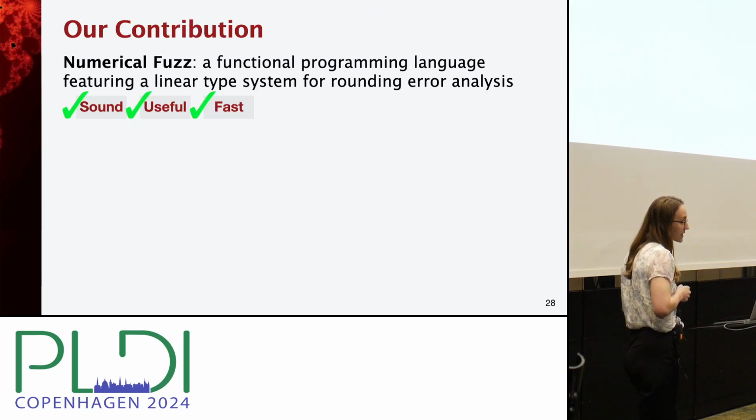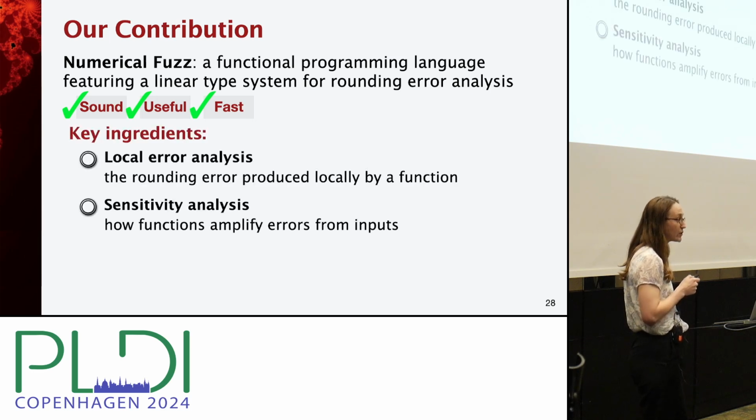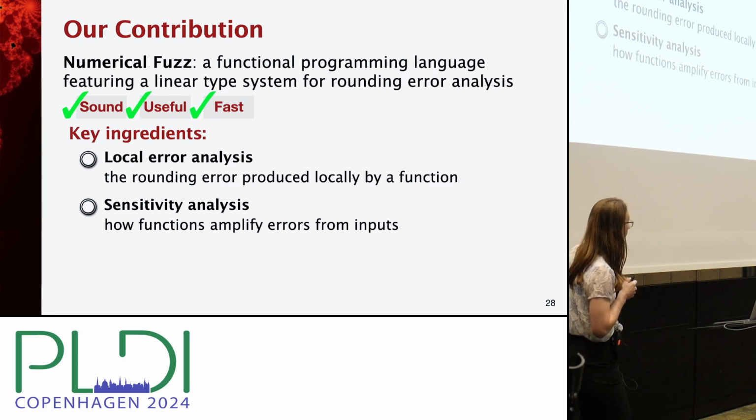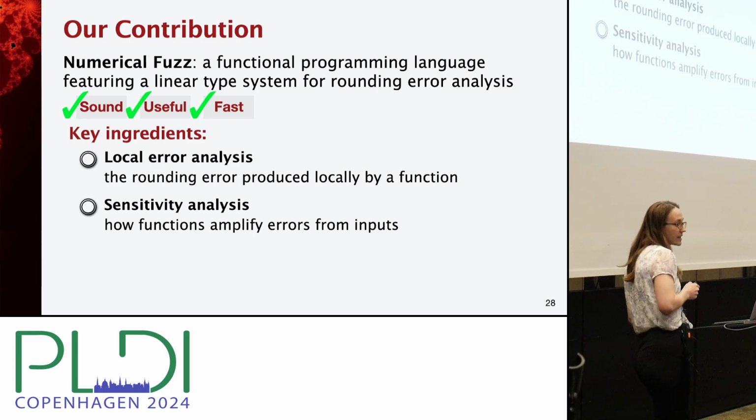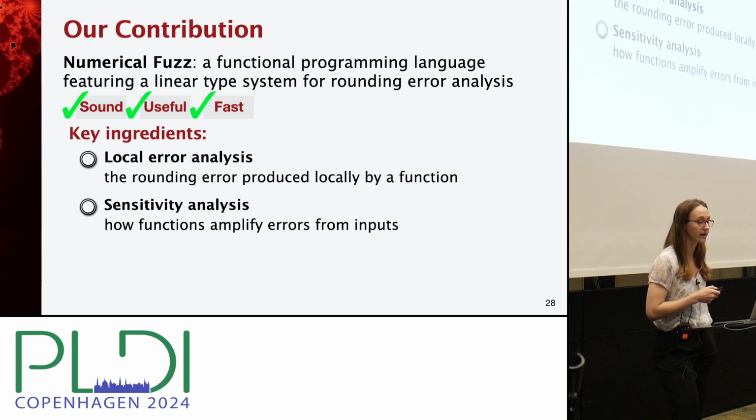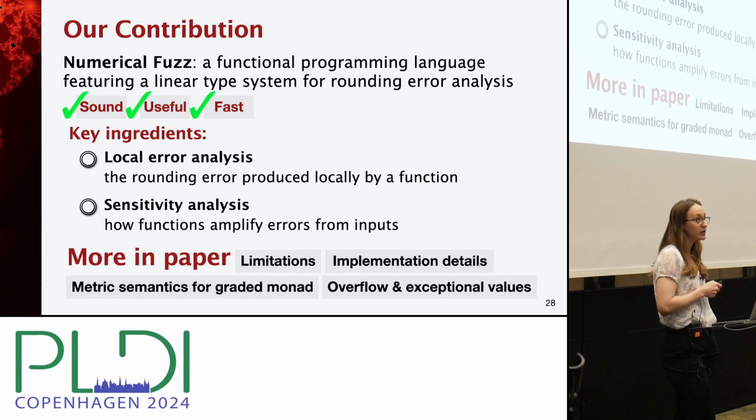Okay, so to summarize, our contribution is numerical fuzz. It's a functional programming language featuring a linear type system for rounding error analyses. It's sound, it's useful, and it's fast. It combines two key ingredients: a local error analysis, which tells us the rounding error produced locally by a function, with a sensitivity analysis, which tells us how functions amplify errors from inputs. And please see more details in our paper.